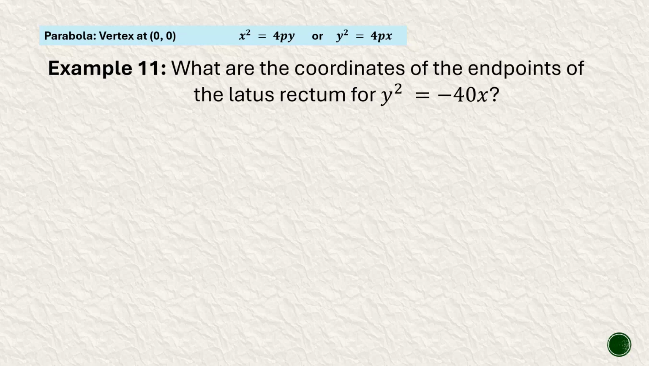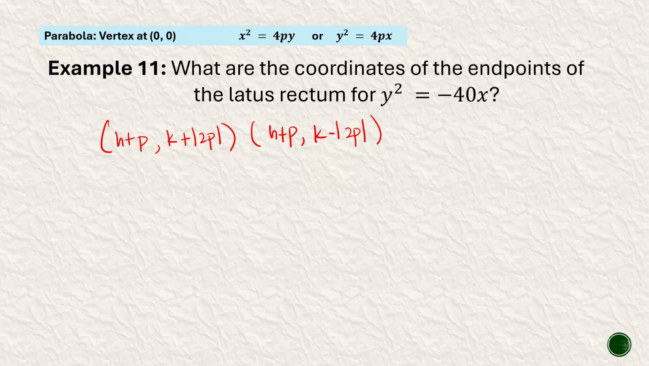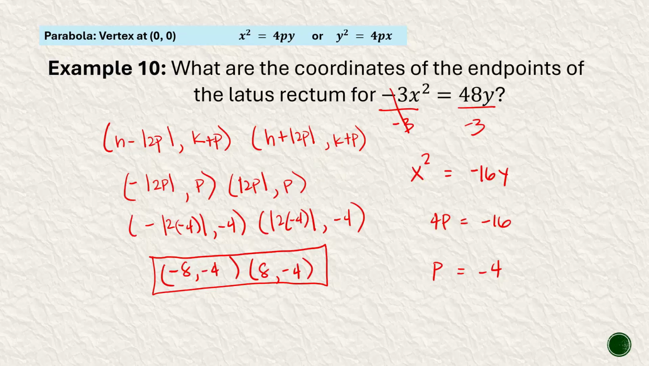So if that's the case, our general formula for the ends of our latus rectum is (h plus p, comma, the absolute value of k plus 2p), then (h plus p, comma, k minus the absolute value of 2p). If you notice, this is like the formula in example number 10. You just need to switch the x and the y, right? As you can see.